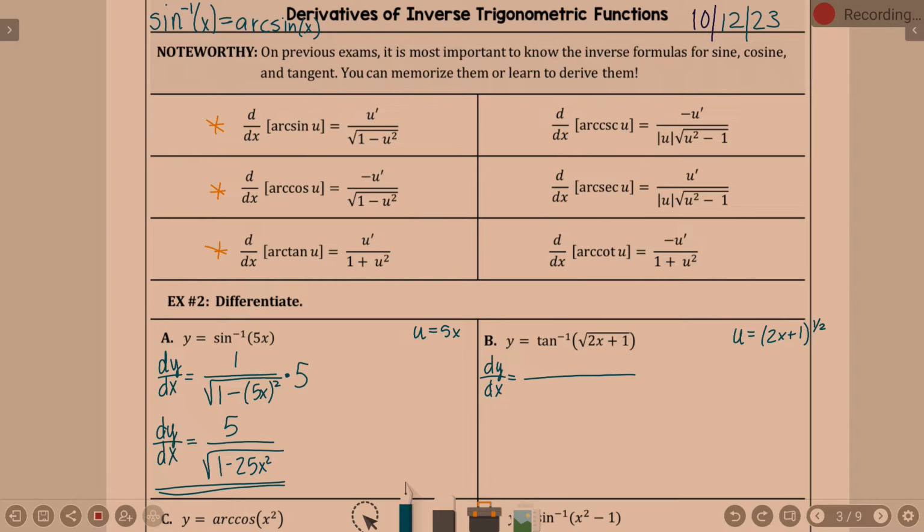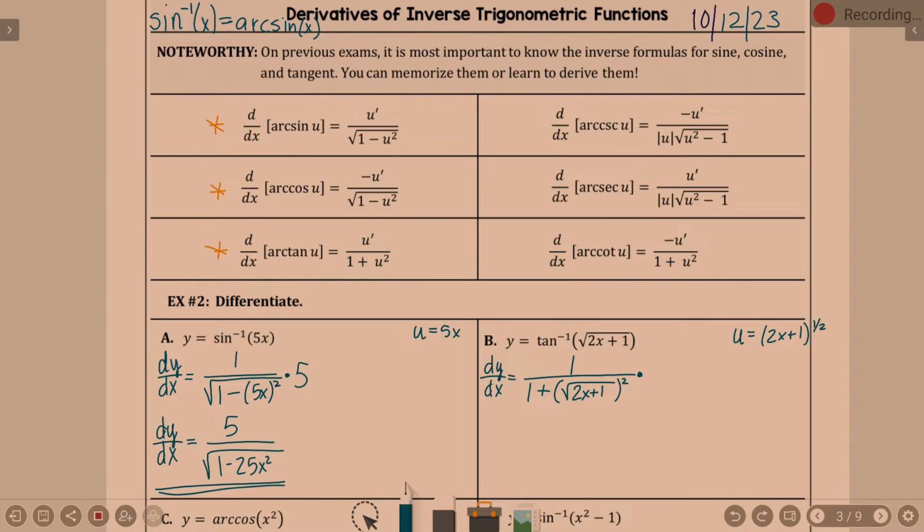Oh my gosh, how many? Looking at the wrong one. The bottom is 1 plus u squared. What is my u? The square root of 2x plus 1 squared. And then this is where I'm just going to put the 1 on top, and I'm going to do my chain rule after the fact on this one because of what's happening here.